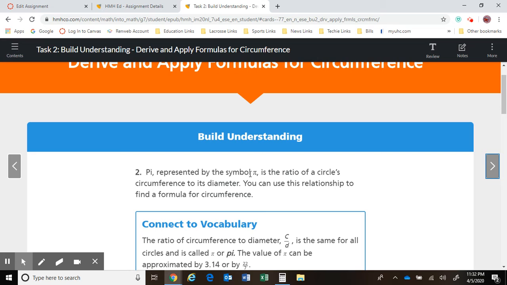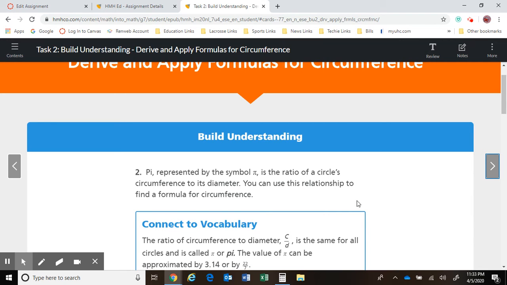Pi, represented by this symbol, is the ratio of a circle's circumference to its diameter. And we talked about that in number 1. When I measured some household items, I got those four ratios that were very, very close to each other. If you recall, there were 3.2, 3.14, 3.2, and I think 3.15.